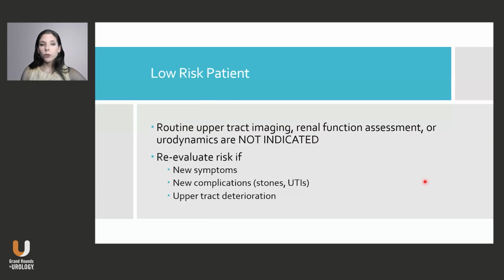Okay, so you've done your history, your physical exam, and your PVR check, and you determine that your patient is low risk. What do we do next? Well, our guidelines say that routine upper tract imaging, renal function assessment, and urodynamics are actually not indicated necessarily for these patients. Maybe there are reasons why you want to do this if you're bringing this patient under treatment and they're not getting better. But for the initial evaluation or routine ongoing evaluation, these are not indicated.